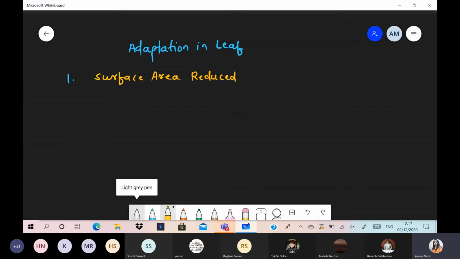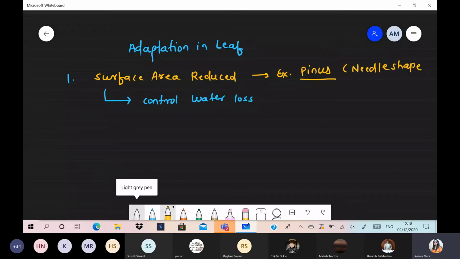Now what happens? If the surface area is reduced, it means that such a leaf can definitely control water loss. To control water loss, such a leaf has a reduced surface area. The most common example is Pinus, because we just discussed last class that Pinus has needle shaped leaves. Due to those needle shaped leaves, the surface area is reduced, and if the surface area is less, we can control the water loss.